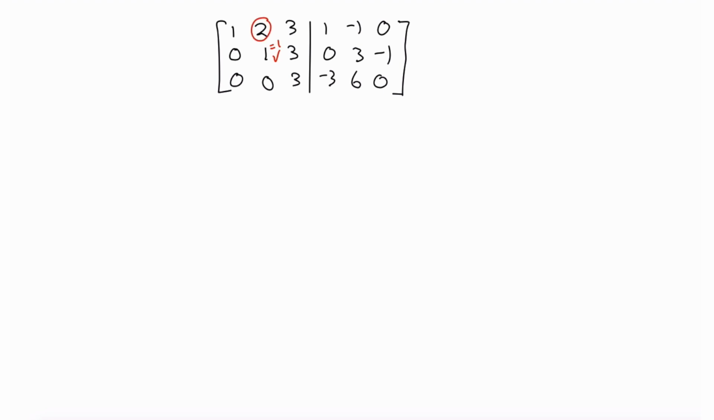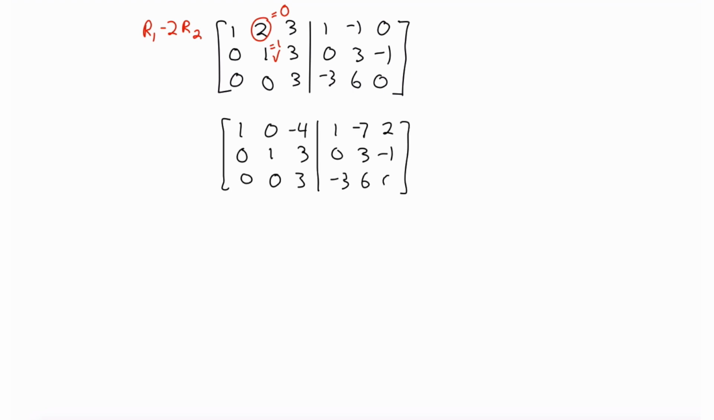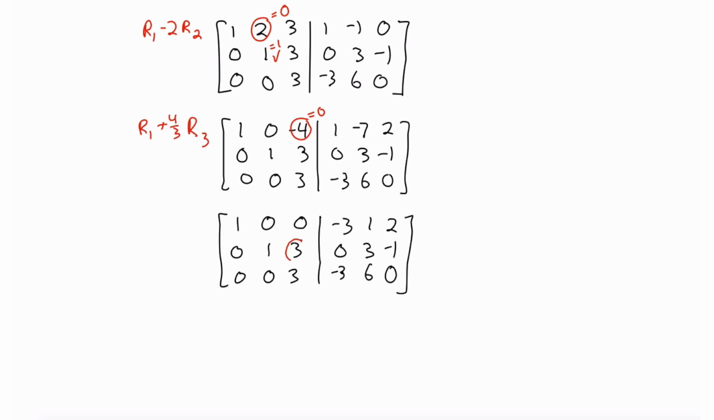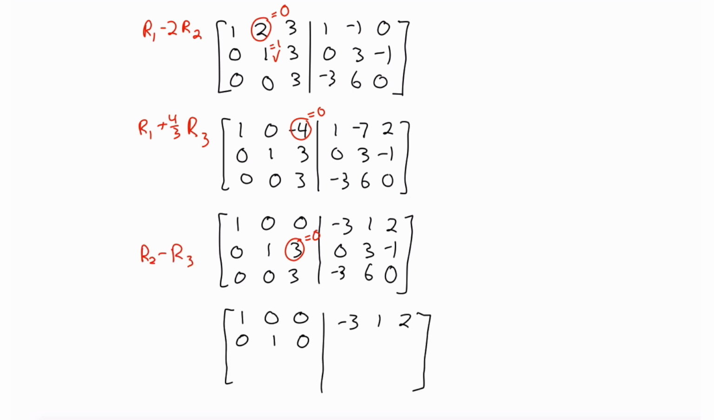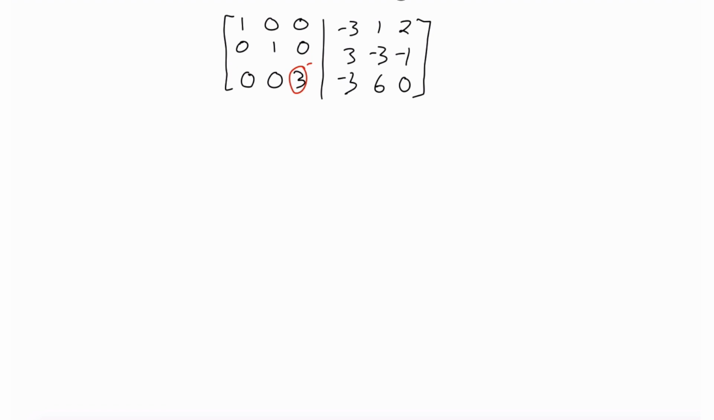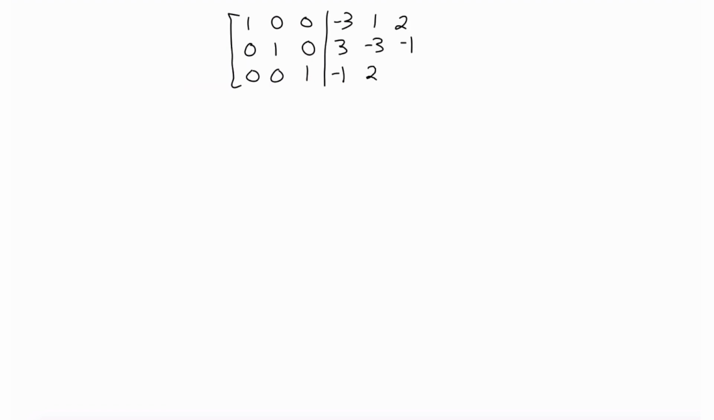Now the 2 we want to be a 0, so R1 minus 2 times R2. Now we want the negative 4 to equal a 0, so row 1 plus 4/3 row 3. Next we want the 3 to equal a 0, so R2 minus R3. And lastly we want the 3 to equal a 1, so we're going to do 1/3 R3. This completes the identity matrix on the left, resulting in the inverse on the right.